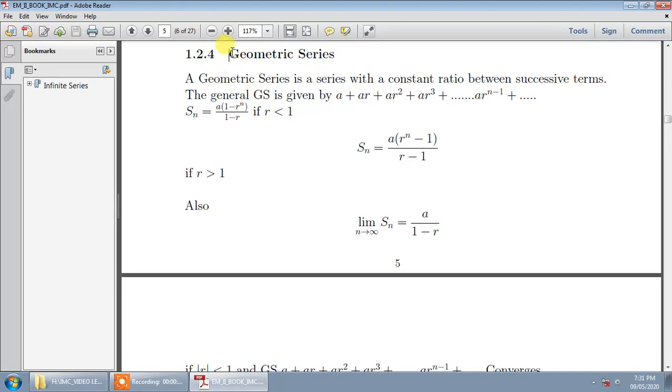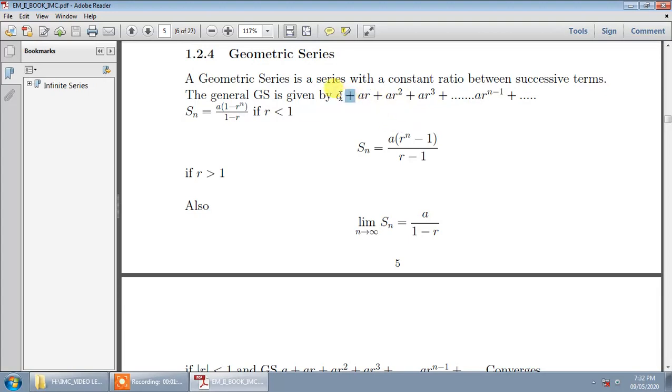Now we have geometric series, a series of the form a plus ar plus ar square plus ar cube plus and so on, ar raised to n minus 1 plus and so on, is called a geometric series. It comes from geometric progression. If you replace the plus by a comma, we get a geometric progression, and you find that the ratio of terms ar divided by a is r, ar square divided by ar is r, ar cube divided by ar square is r. So we have common ratio equal to r.